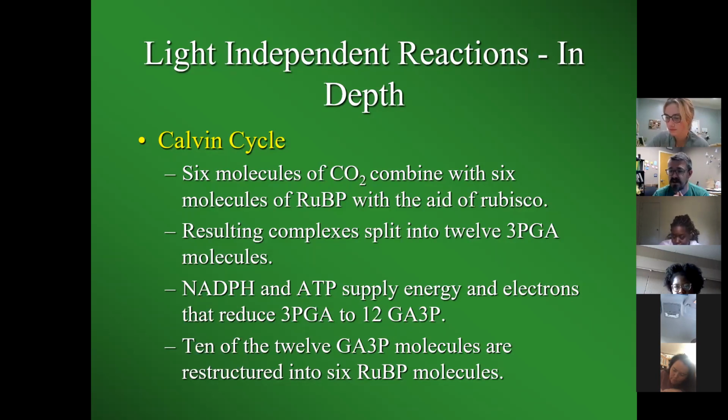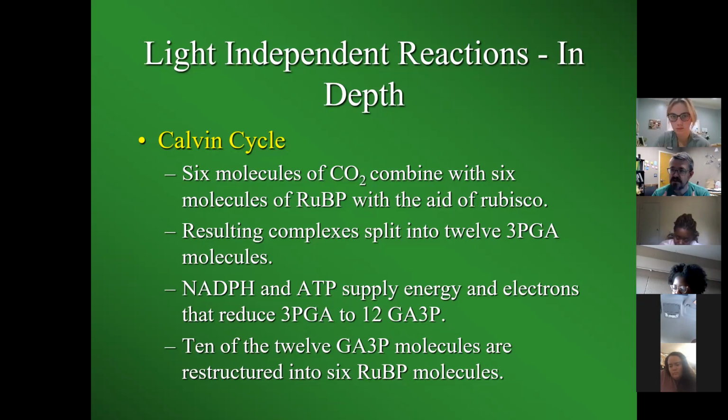In fact, there's 6 of them. That's where they get these 6 carbons. And they'll combine with 6 molecules of RuBP with the aid of an enzyme called rubisco. And rubisco is extremely important. Might you need to remember rubisco for the rest of your scientific life? I would say yes, partly because rubisco has been claimed to be the most prevalent enzyme on the planet. That's just how important it is for how life works on our Earth.